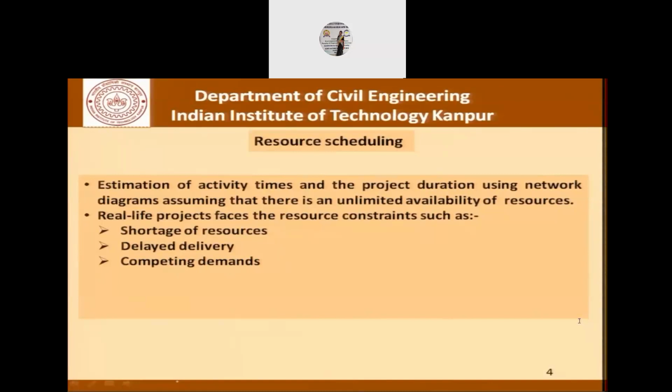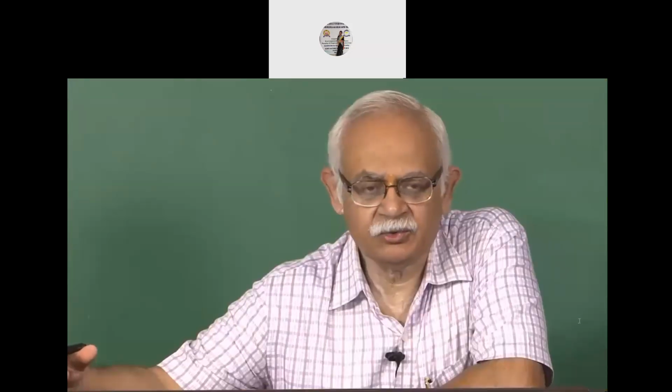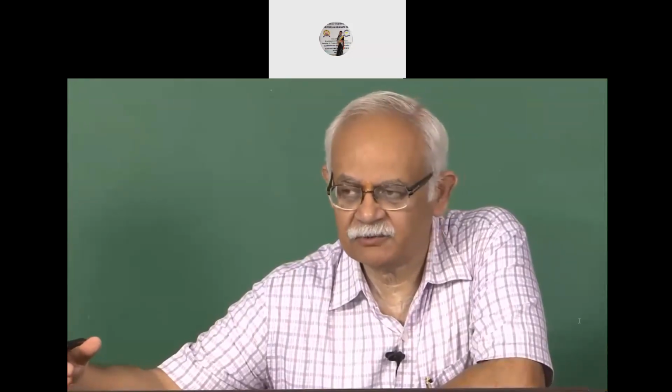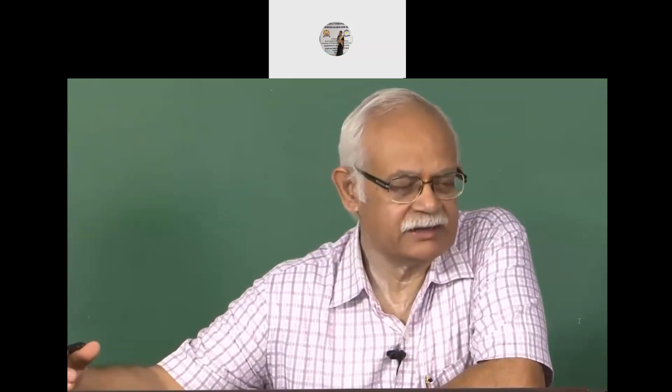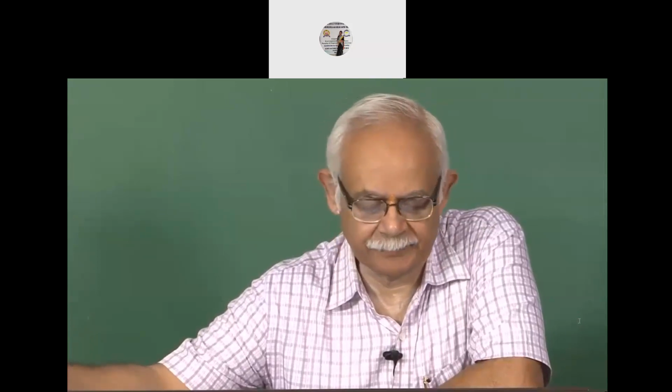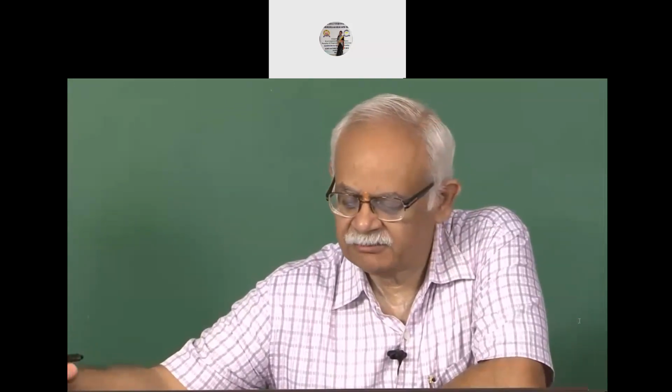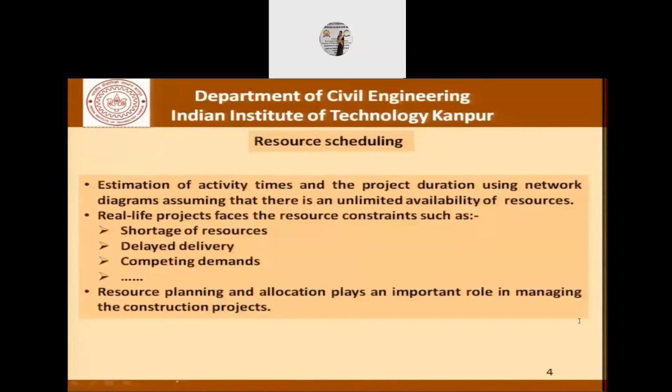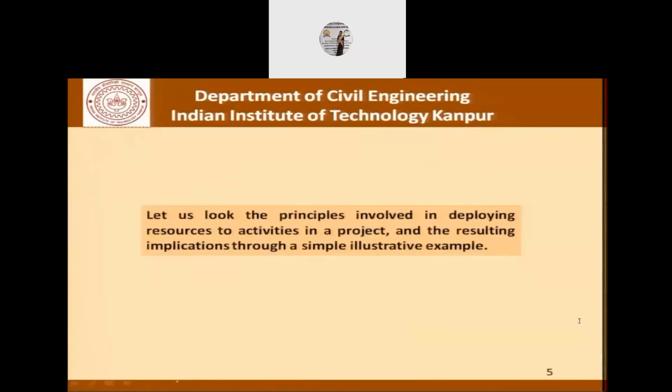You may have only 10 laborers or 10 workers, and there may be 5 activities which demand workers to complete them. We have to decide as construction managers which activities would take precedence over the others, and so on. So there are various situations because of which we need to do resource allocation. We have to decide or prioritize which activities will be taken up first, which may be postponed to a later time. Resource planning and allocation plays an important role in managing construction projects.